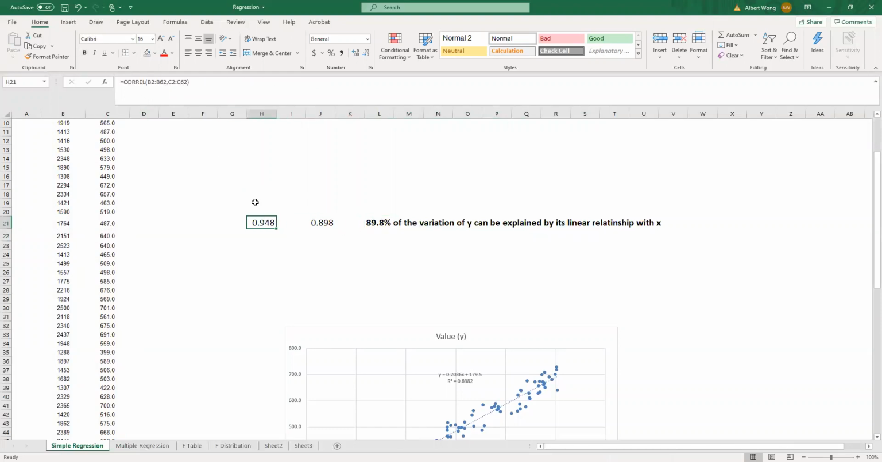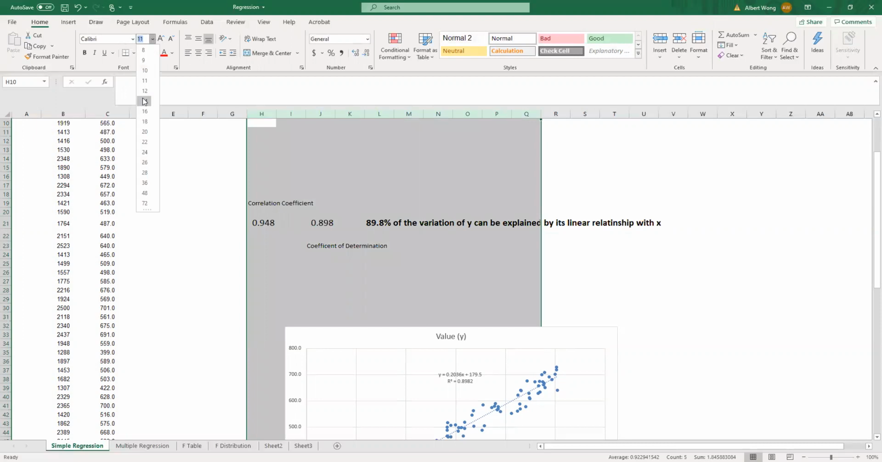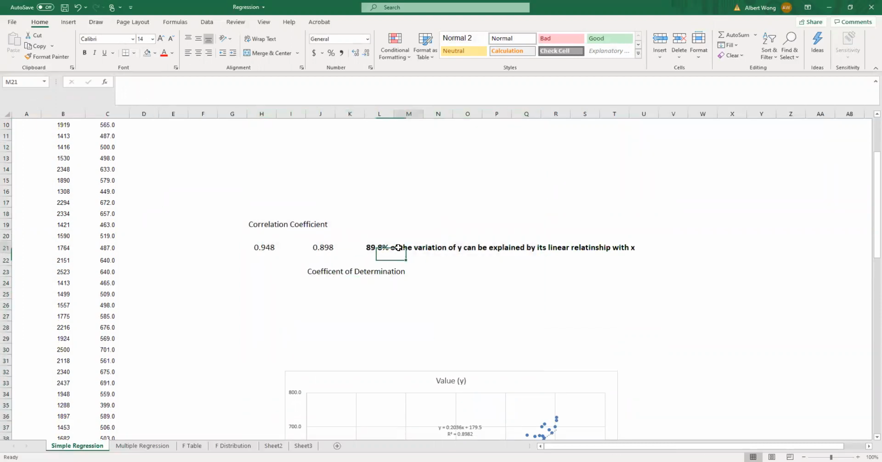This number is the correlation coefficient. This is a measure of how strong the relationship is. It's actually a number that we use all the time. And this number, 0.898, which is the square of this number, has a name. The name is called coefficient of determination. Statisticians tend to use that number as well because it has a particular interpretation. So this is the coefficient of determination, and its interpretation is such that it represents the percentage of the variability of Y that can be explained by its linear relationship.